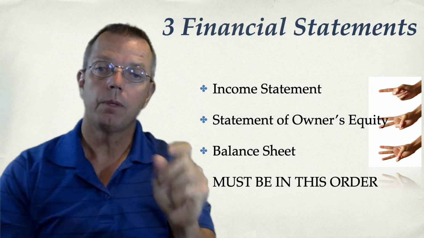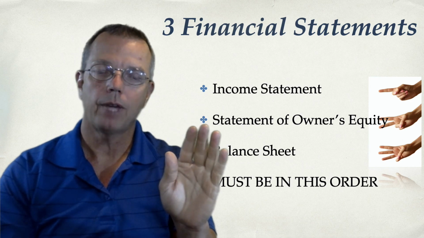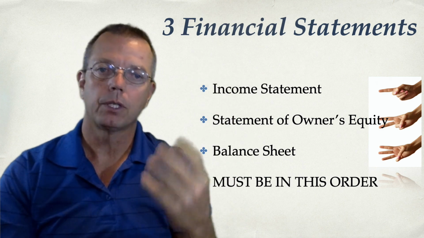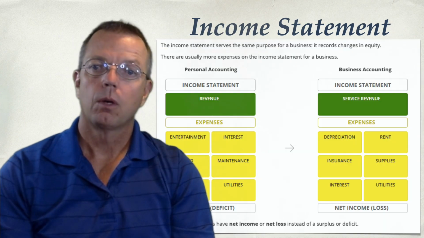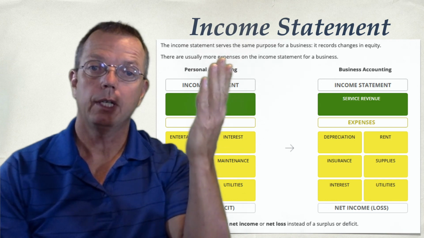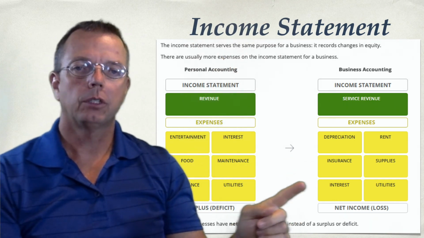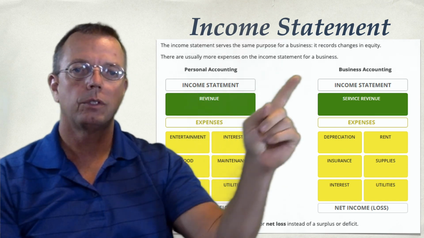When you're going through AIM, you might find they jump around and get through that a little faster, but I need you to stick that in the back of your brain because it'll become more important later. All right, so let's look at an income statement. So here we have 2 charts showing personal accounting versus business accounting.